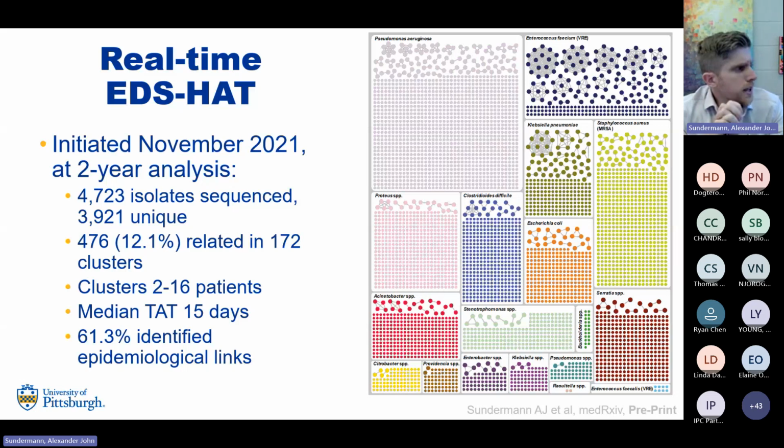We sequenced 4,700 patient infections during that time frame, representing about 4,000 unique patients. We found 172 outbreaks of almost 500 patients. You'll immediately notice that the number of outbreaks is higher, but we're going to touch on that in just a second. These clusters range from 2 to 16 patients. Our turnaround time, which we get asked about a lot, so the time from when a culture was taken at the bedside, you take that blood culture, to the time that we have genomic results, is 15 days.